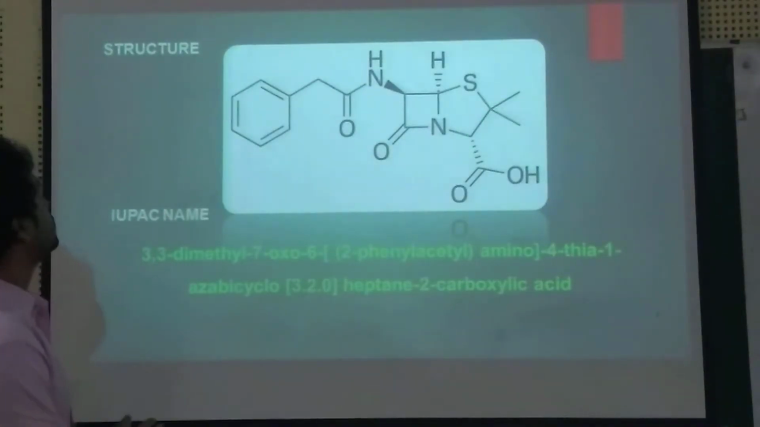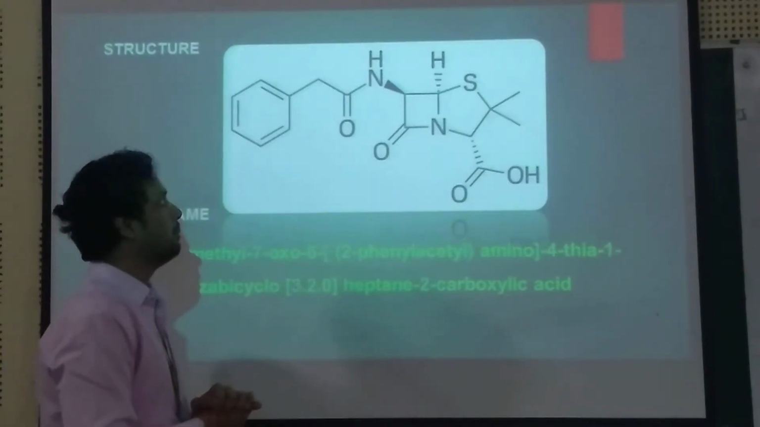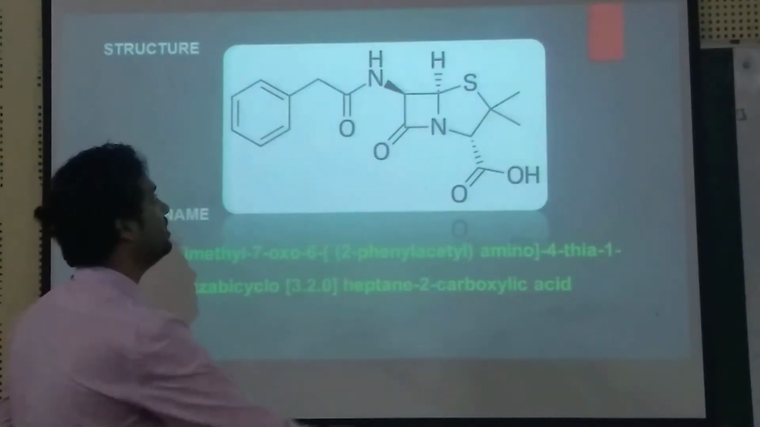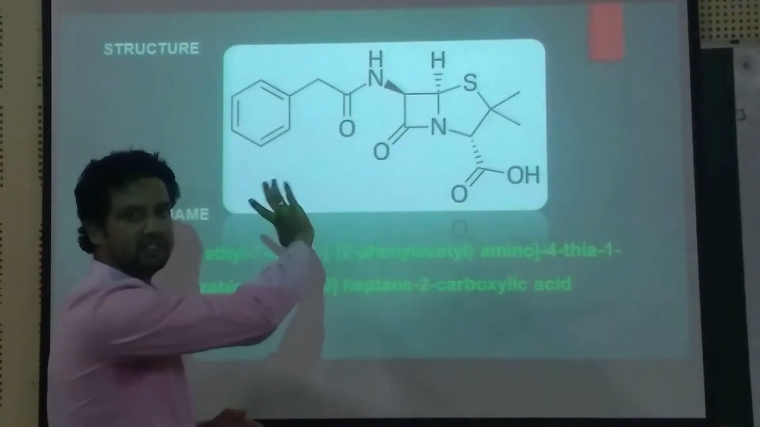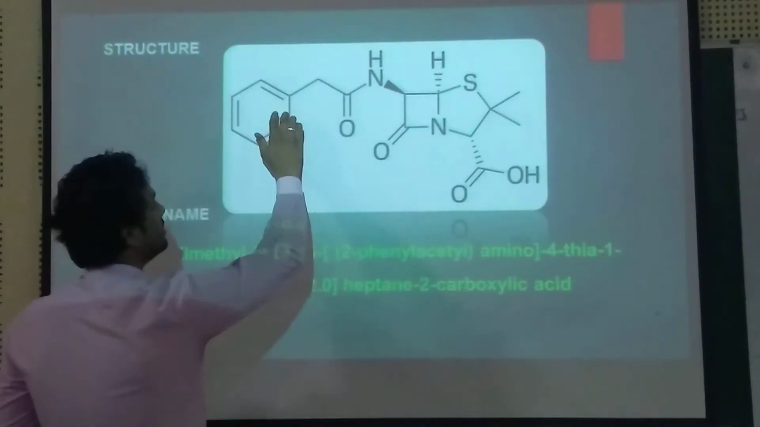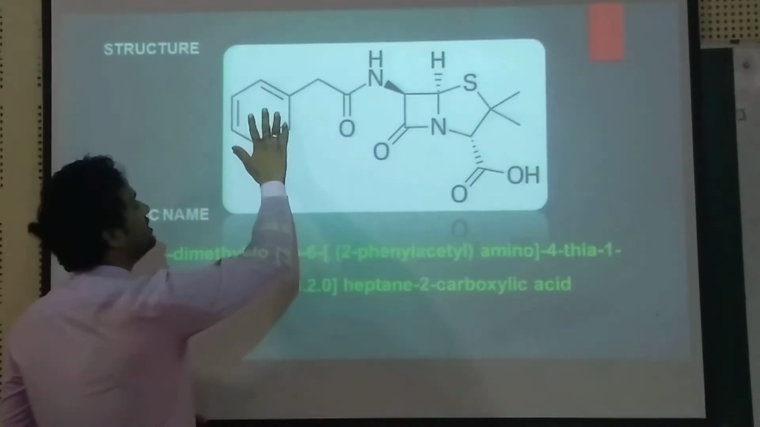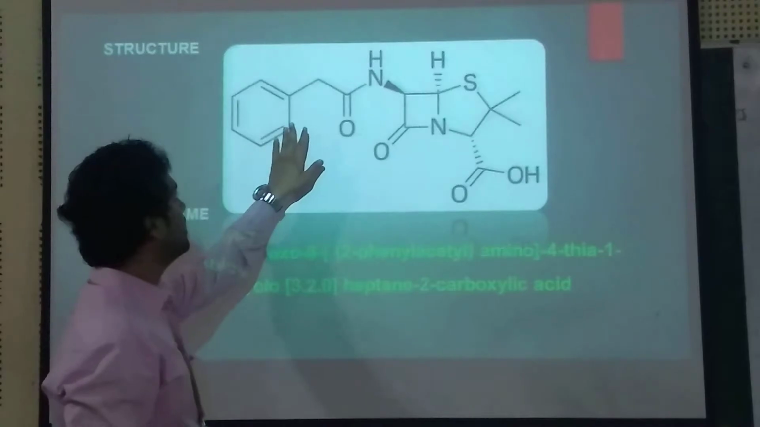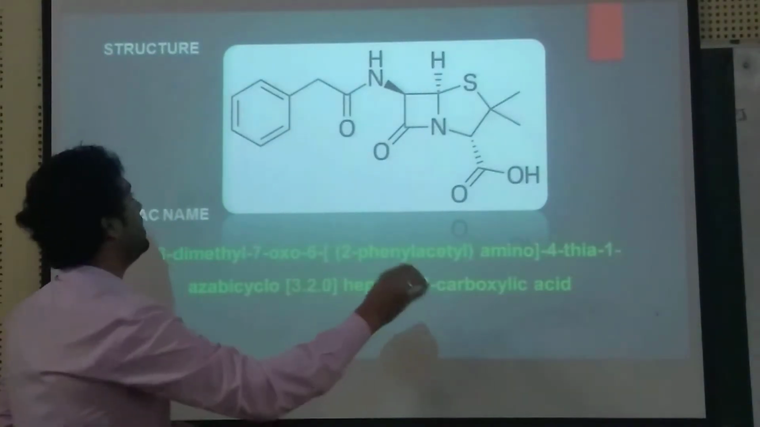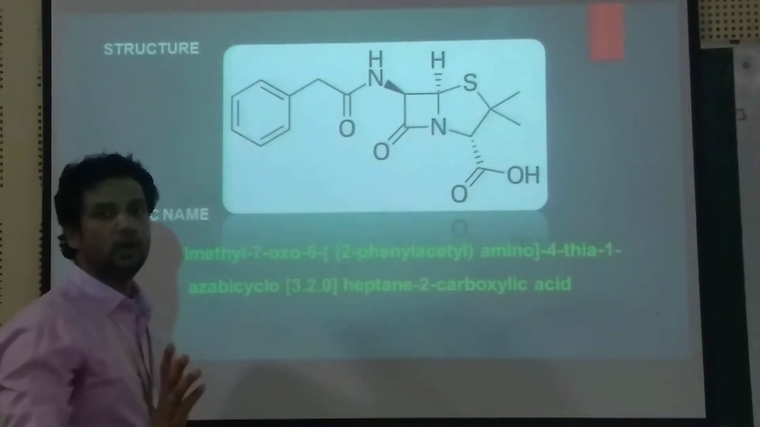Okay, so let's talk about the structure of benzyl penicillin. It's the complete structure, which is the same as I discussed earlier. What we changed here is the alkyl group, the R group, which we replaced with this benzene and CH2. And why do we call it benzyl penicillin?